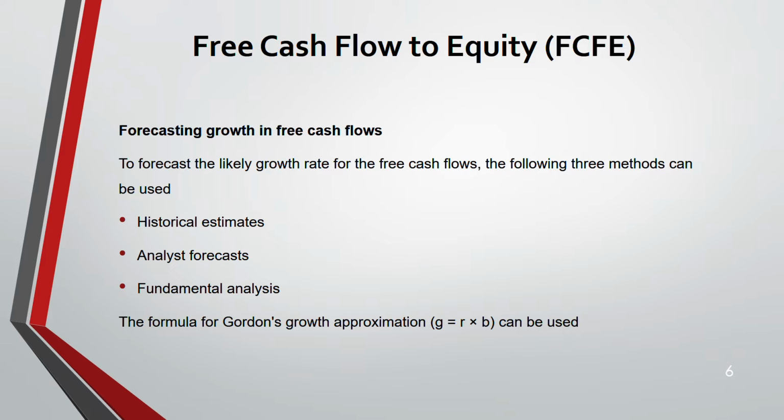And for fundamental analysis, you can use g, the Gordon's growth approximation method. This formula will be given to you in the exam formula sheet. It's there. The formula is g = r × b. g is the growth rate, r is the retention rate, and b is your cost of equity. Okay, cost of equity you must be calculating, retention rate will be given to you.